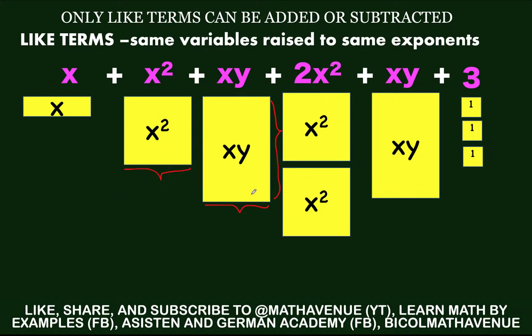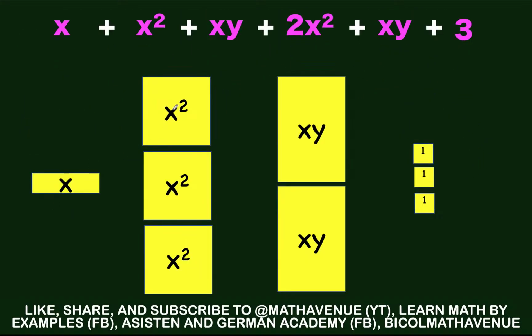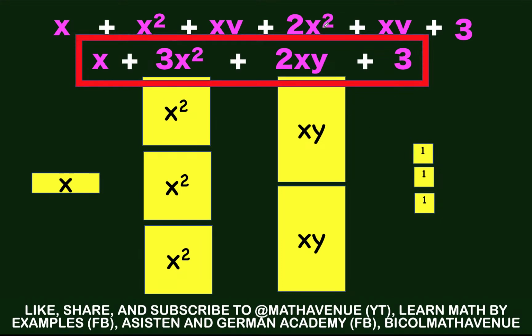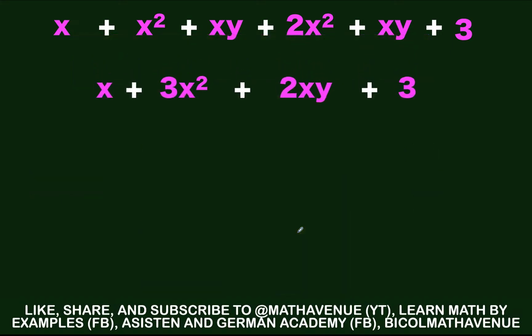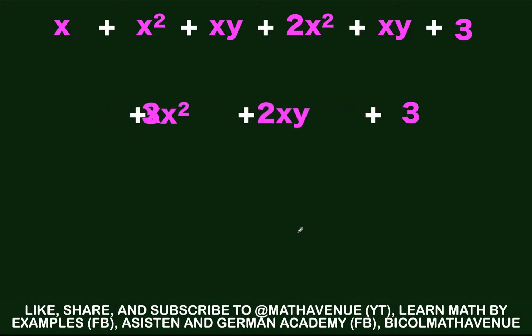To perform now the addition, we combine only the like terms. So let's rearrange them. So this is x, all of these are x squared, all of these are xy's, and all of these are the constants. So therefore, our answer would be x plus 3x squared plus 2xy plus 3. And that is now the sum of the expression above. Notice that our answer now has 4 terms. And we are okay with that because we can no longer combine any one of them. Then when your answer consists of 2 or more terms, by convention, we usually rearrange them in descending order of power.